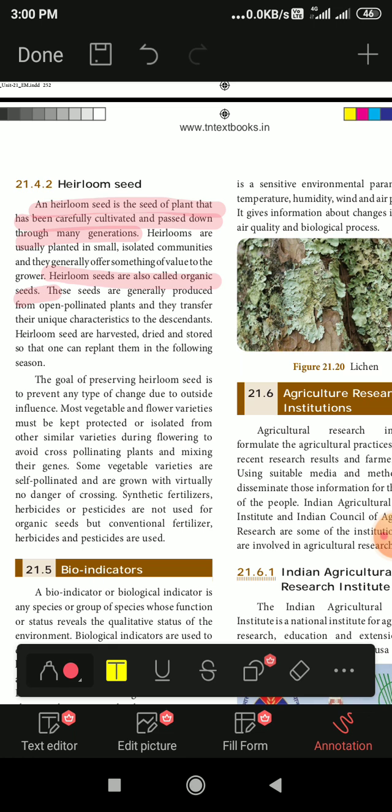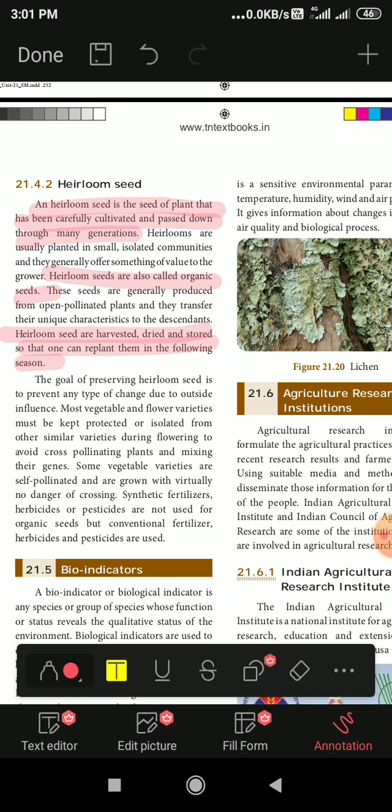There is no mixing of any other genes in that. The seeds are generally produced from open pollinated plants and they transfer their unique characteristics to the descendants. So only one character will be there. Whatever the character is in that seed, only that character will be transferred to the next generation. There are no hybrid varieties, and no artificial pollination is done. From character to character it is carried to the next generation. Heirloom seeds are harvested, dried and stored so that they can be replanted in the following seasons. Okay, that is heirloom seed.